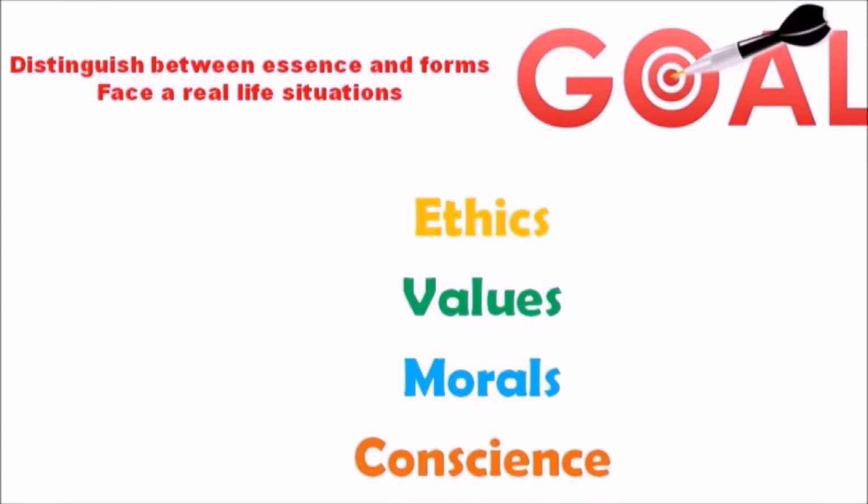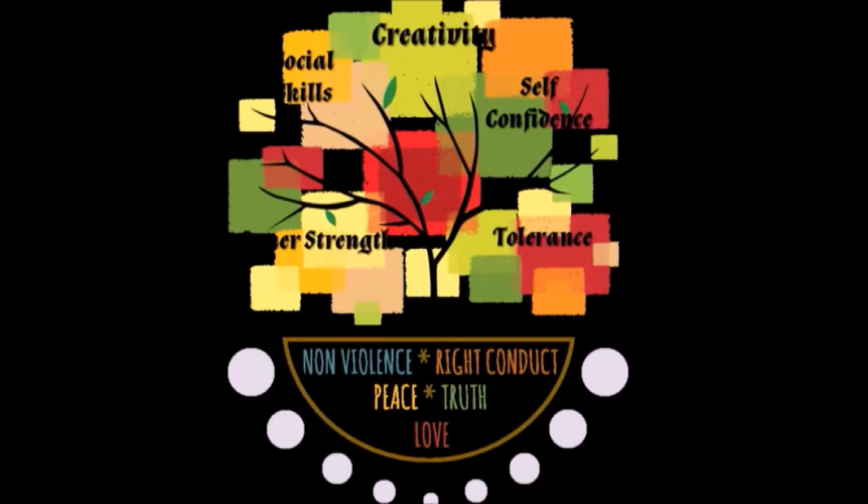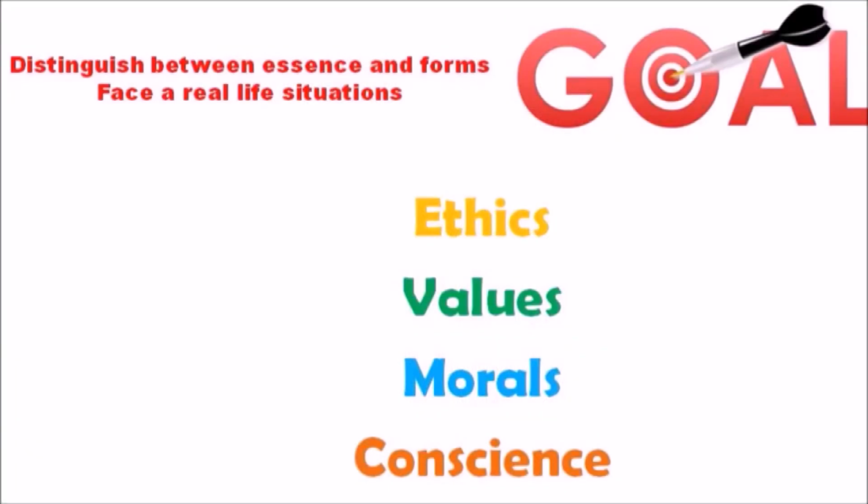So we can say that the major goal of this subject is to distinguish between essence and forms, as well as the major points we face in real life situations. For a good citizen, we should have four major points. A person should have high ethical value. The second point is he should have values in his life. The third is the person should have moral values. And the fourth, the person should have a good conscience.